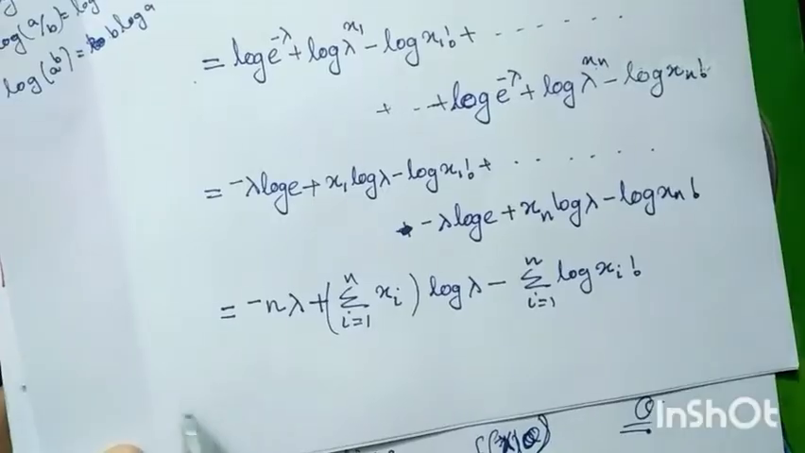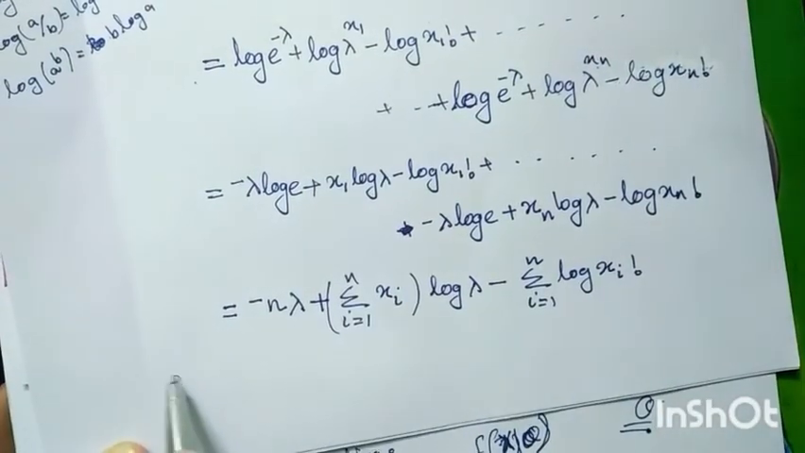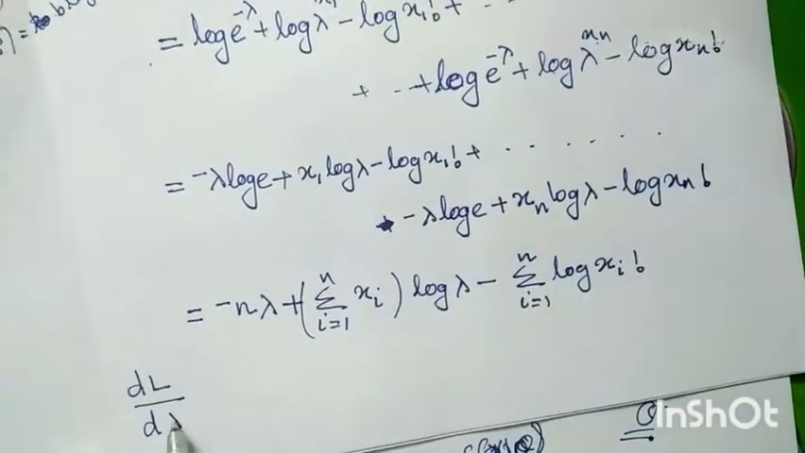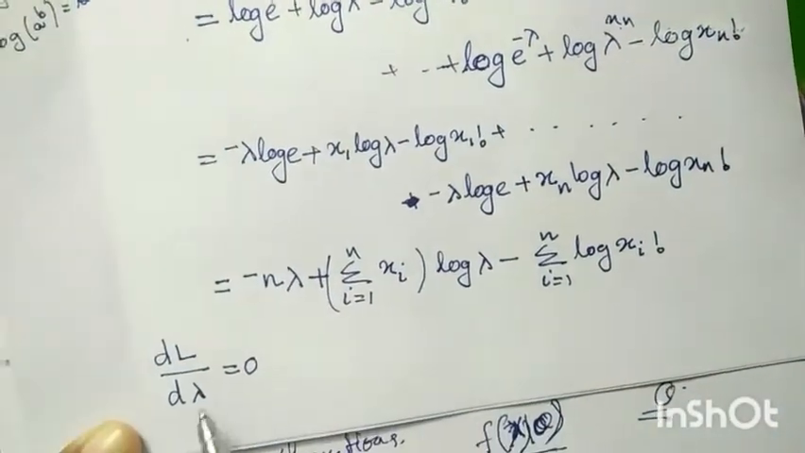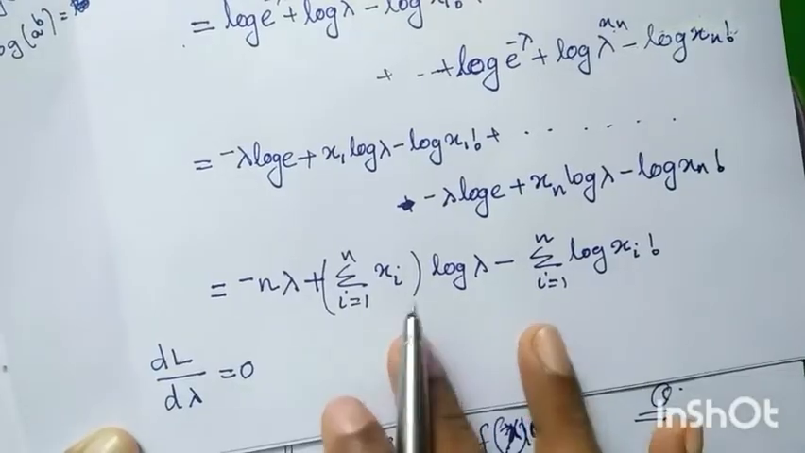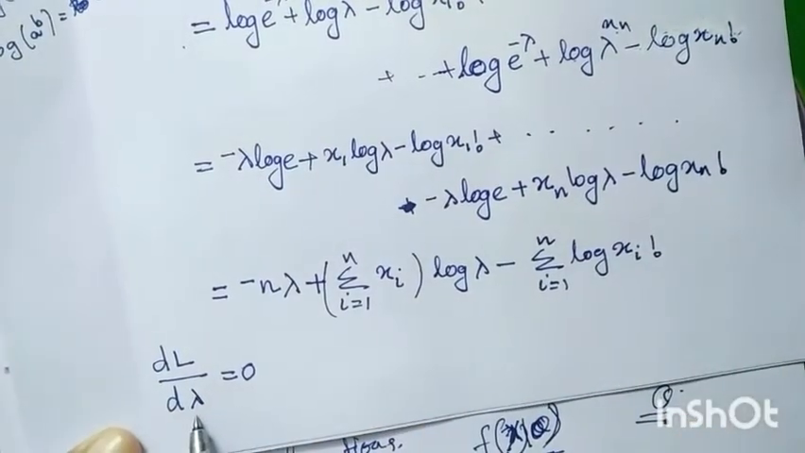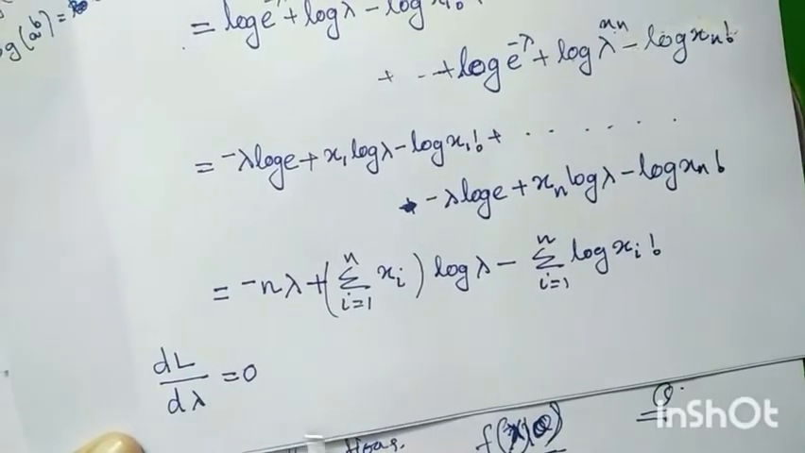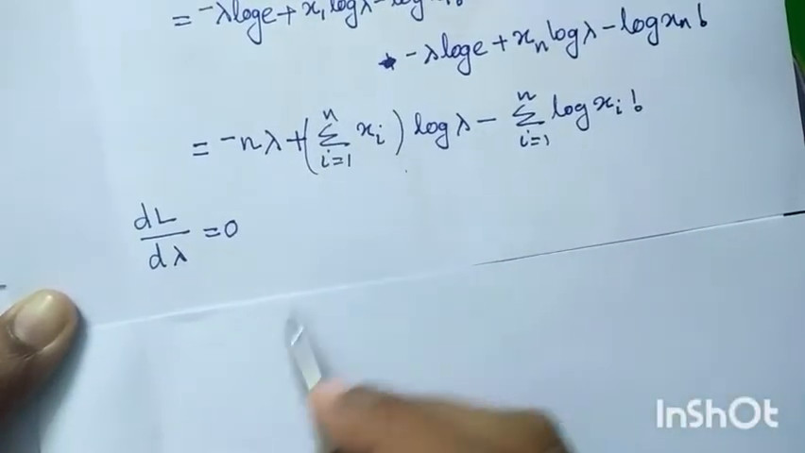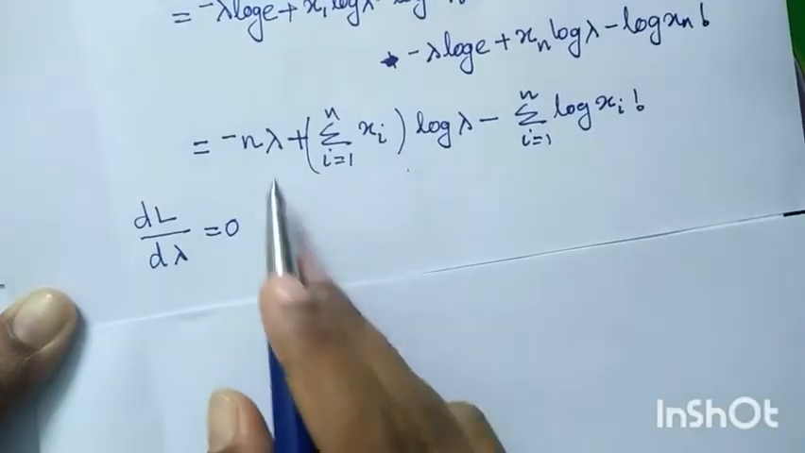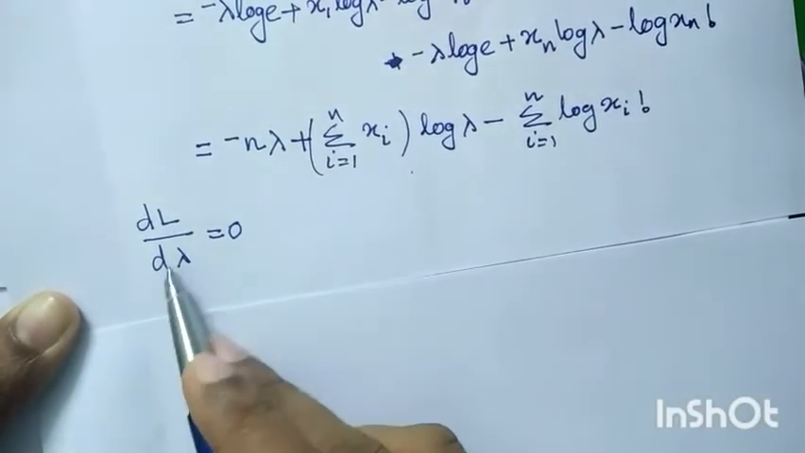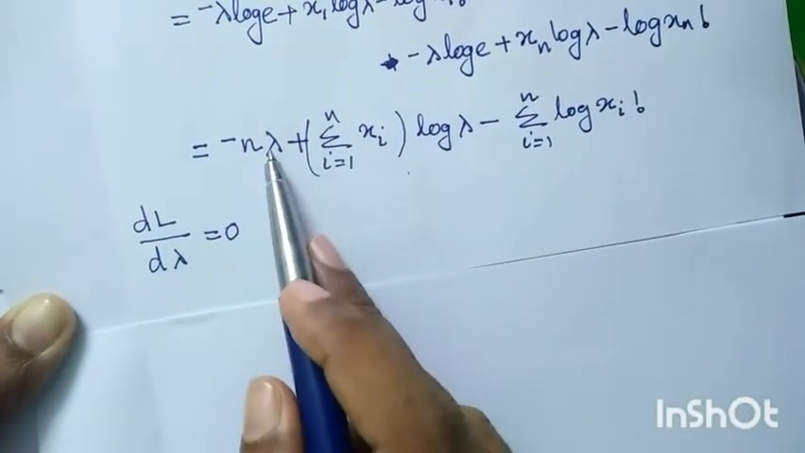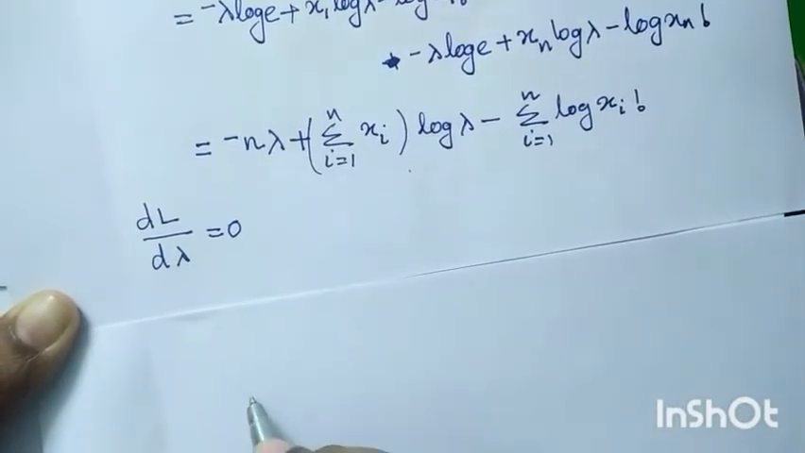To maximize this function, we set up the equation dL by d lambda is equal to 0. That is, we are going to differentiate this log likelihood function with respect to lambda, and we equate this to 0. Okay, so when we differentiate this equation, we get minus n lambda. We differentiate this equation with respect to lambda, so the differentiation of this term will be minus n.